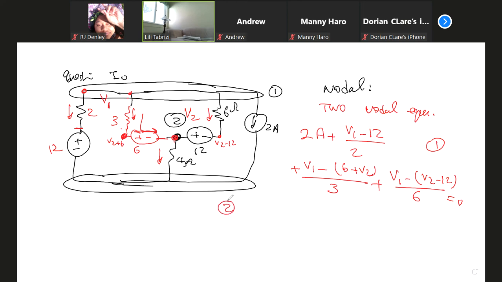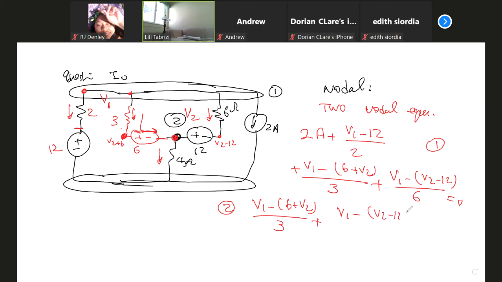Nodal equation 2, again, we go to node 2. Two currents are entering, one current is leaving. We have already discussed this current: V1 minus 6 plus V2, divided by 3. The other entering current we have already discussed, V1 minus V2 minus 12, divided by 6, equal to the current leaving, V2 to ground, divided by 4.